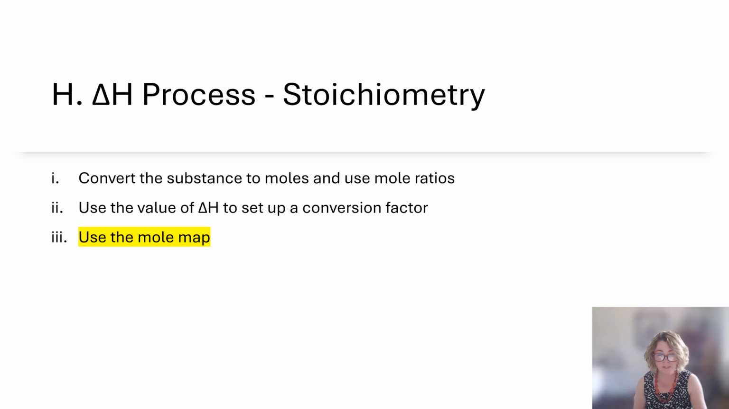All right, so basically this is going to look very similar to what you have already done. We've already done the process of converting substances, grams to moles, and then using mole ratios to do stoichiometry. The only difference here is that we are going to start to incorporate and use delta H as a value to set up a conversion factor. And we're going to see exactly how to use that using the mole map.